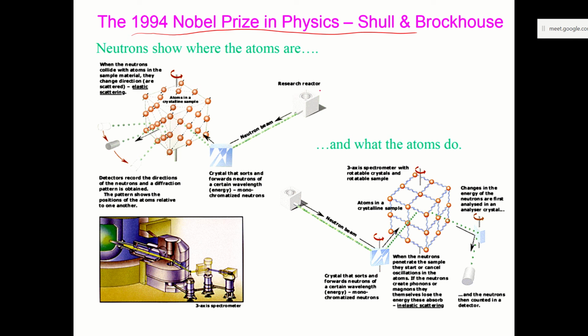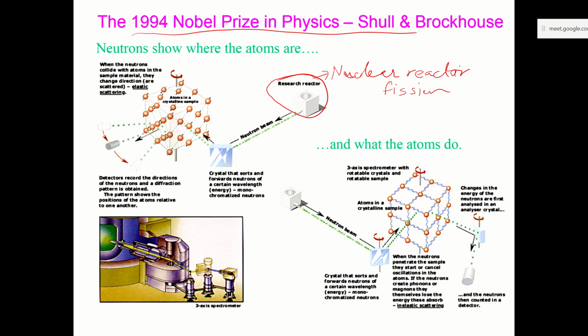So this is what happens. You have a nuclear reactor, and nuclear fission occurs in the reactor and neutrons are generated.